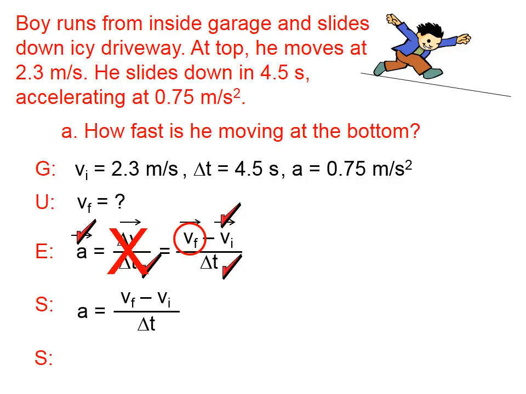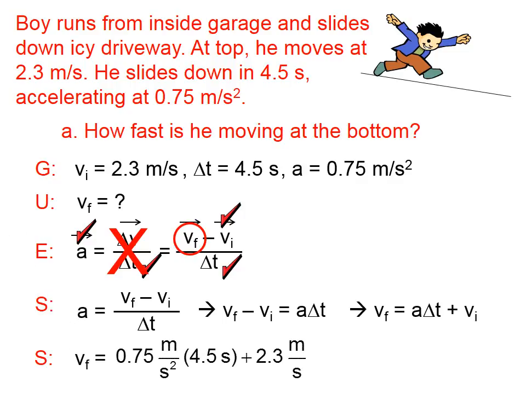for the unknown. So it looks like to do that, we first need to multiply both sides by delta t, and then add vi to both sides, resulting in this expression on the right. And only in the final step do we put the numbers in and crunch them. 0.75 meters per second squared times 4.5 seconds plus the initial speed of 2.3 meters per second, 5.7 meters per second.